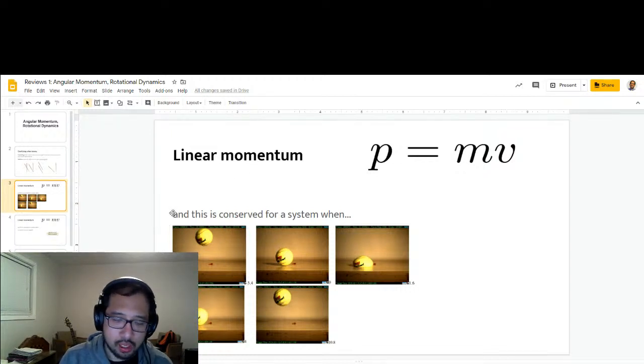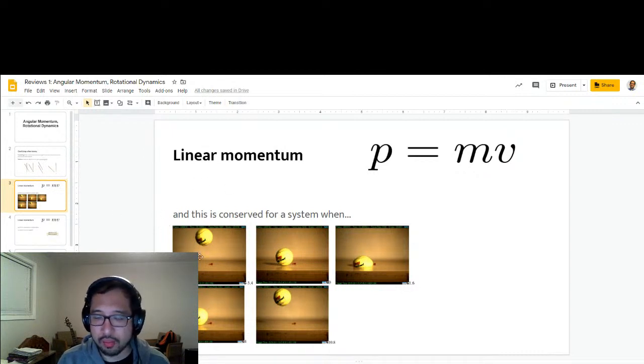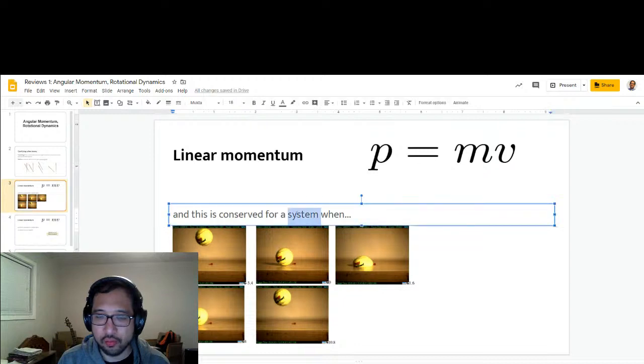All right, so again, when we're talking about linear momentum, you should keep in mind that I mentioned that it is conserved for a system. The linear momentum is conserved for a system of objects. And it's really important when you're looking at the momentum of an object or set of objects that you're identifying what your system is. What am I talking about?